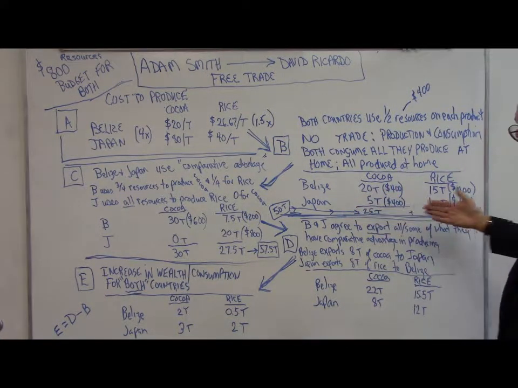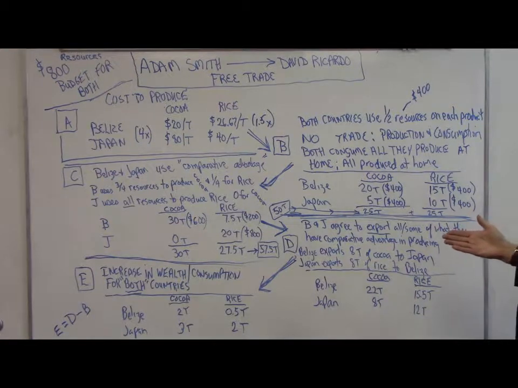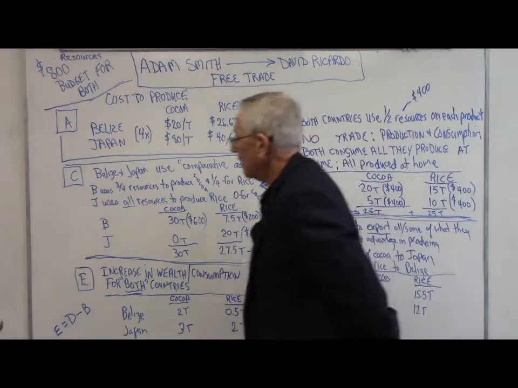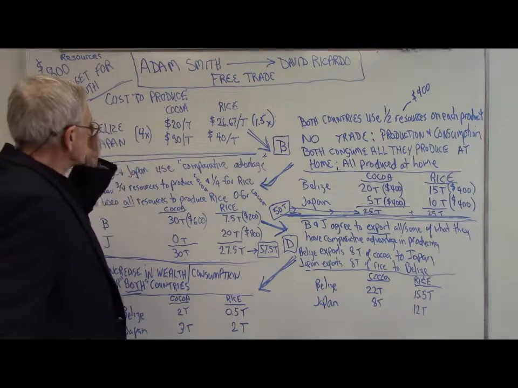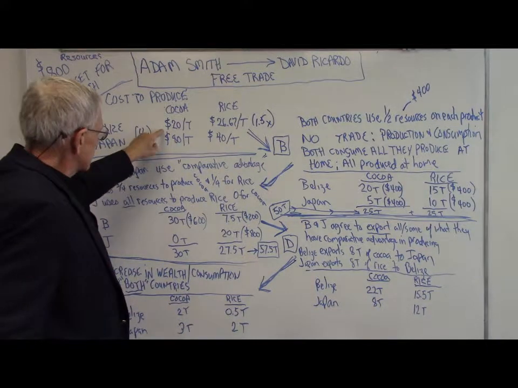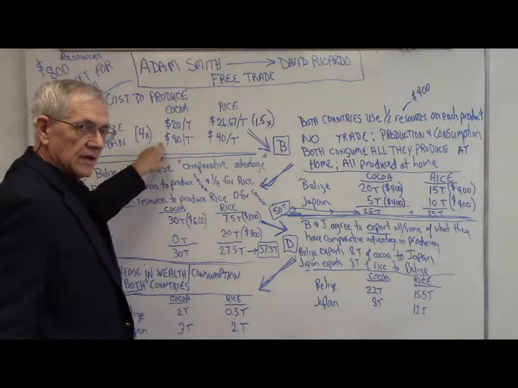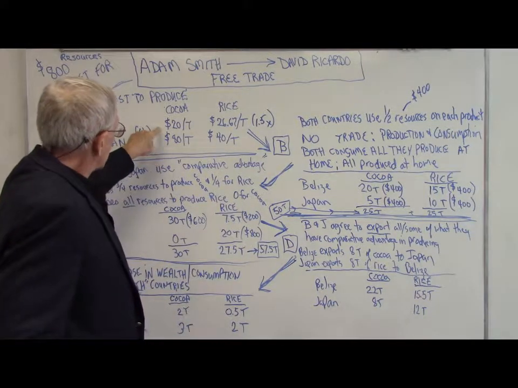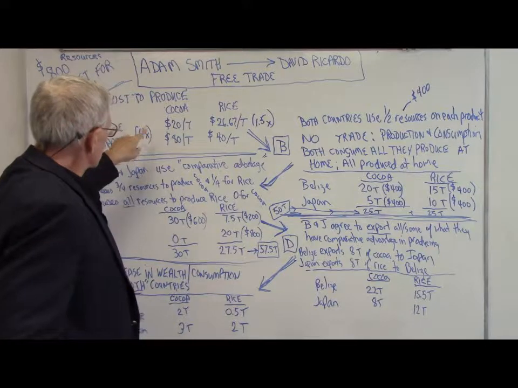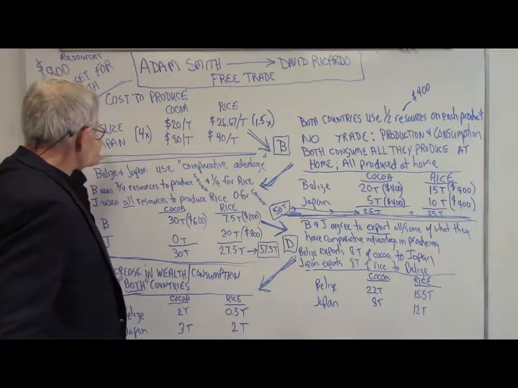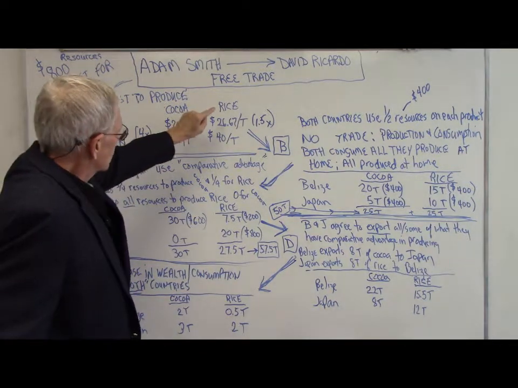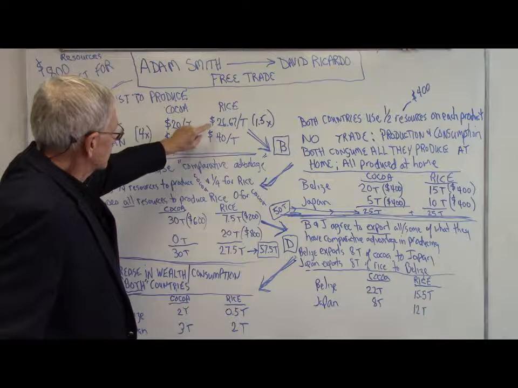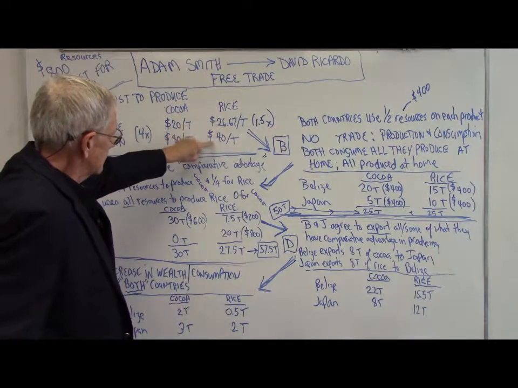You'll notice that if you added both countries' production and consumption up, it's 25 tons plus 25 tons, which is 50 tons. Okay, this is where David Ricardo comes in. You'll notice here that Belize has an absolute advantage, that's in Adam Smith's terms, of $20 to $80. Belize can produce cocoa 4 times as efficiently as Japan. With the rice, they can produce rice, however, $26.67 versus 40.